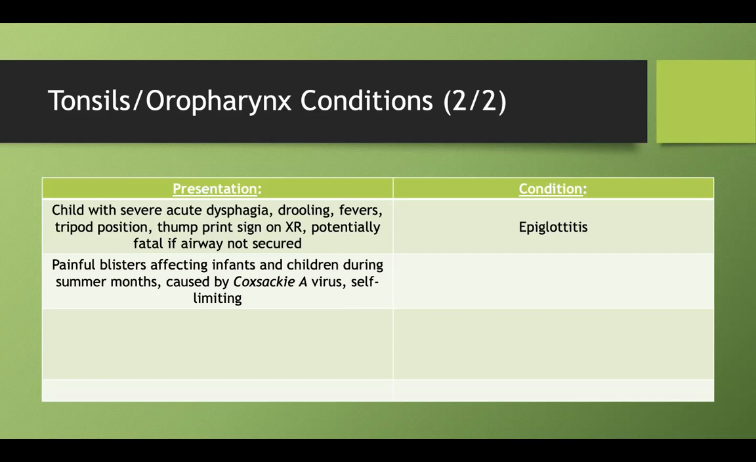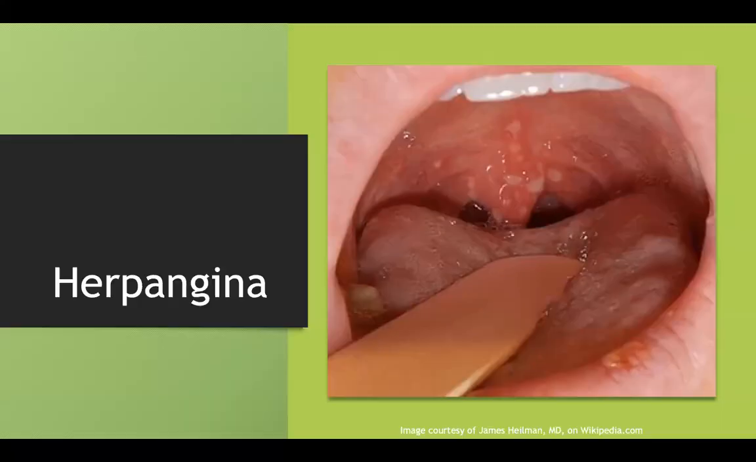What if you see painful blisters affecting infants and children, usually during the summer months, caused by Coxsackie A virus and self-limiting? This is herpangina. Like I said, it's self-limiting, but it can prevent some children from eating and drinking enough because it's so painful. So that's the only thing you really have to monitor with that. Otherwise, completely benign.